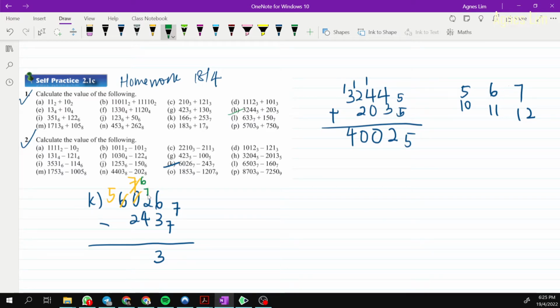Alright, so 7 plus 2, you get 9. So 9 minus 4, you have 5. 7 minus 2, also 5. And then 5 comes down. You check your answer. Remember, after you write your answer, you must write the base also. Alright, so that was our exercise from last time.